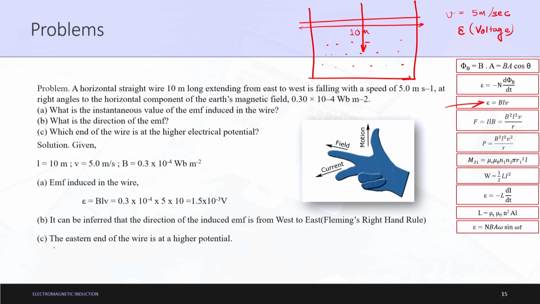Next, which end of the wire is at the higher electric potential? The eastern end of the wire is at the higher electric potential. Simple case only. Because the direction of the induced EMF is from west to east, the east value will be higher and the west value will be lower.